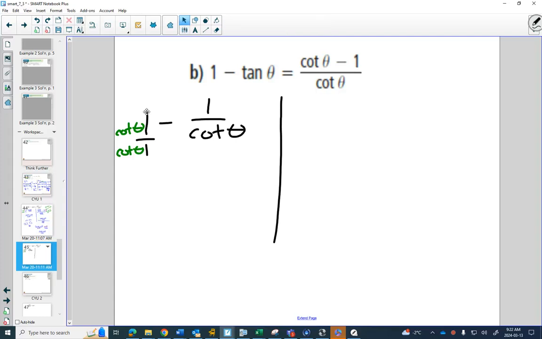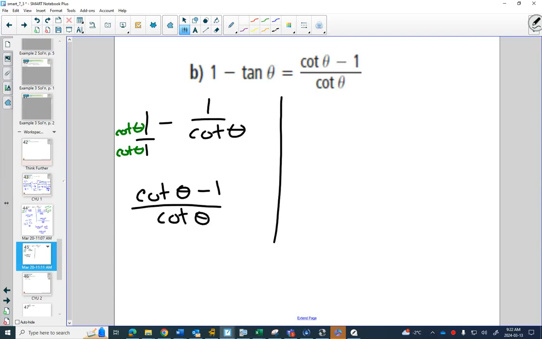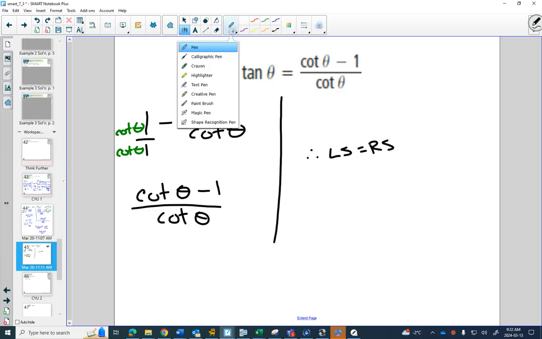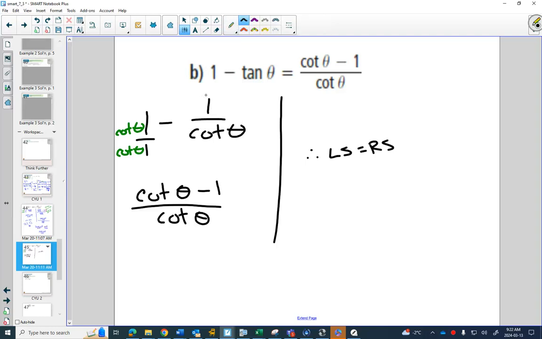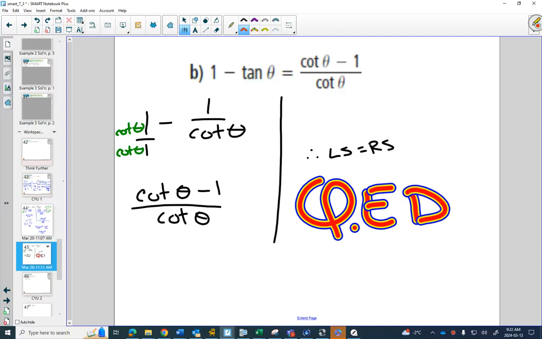Okay, so now we've got our common denominator. This now becomes cotangent minus 1 over cotangent as a single fraction, and look at that. That was a lot quicker to prove this one. There we go.